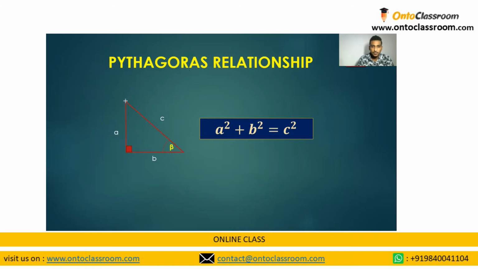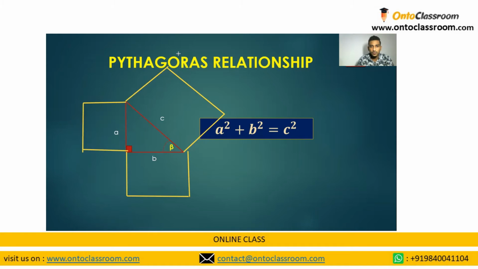So just imagine you have three squares corresponding to the given sides A, B, and C. Imagine this is a square with the side C, and here is another square with the side B, and this is going to be another square with the side A. So now what are the areas of these? This is going to be A squared, this is going to be B squared, and this is going to be C squared. So what the Pythagoras relationship is saying is, when you add these two smaller squares, it will be equal to this larger square, which has the area of C squared.